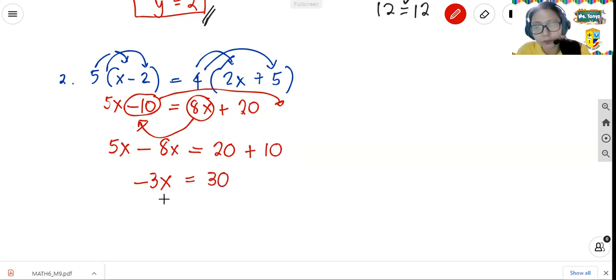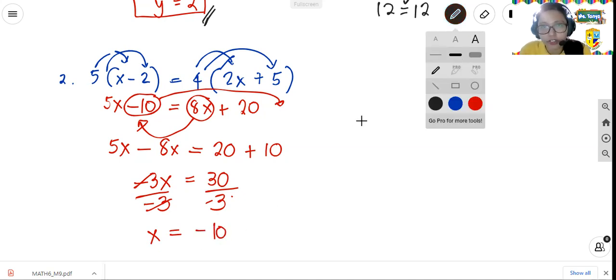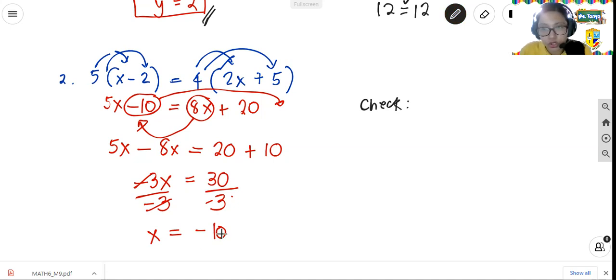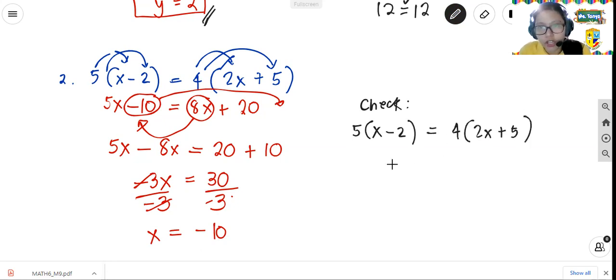This is again familiar. We can divide by negative 3 so that we can cancel, or we can remove the numerical coefficient. So negative 3 divided by negative 3 rather is 1. So I have here x only, and 30 divided by negative 3 is negative 10. Now again, let us check if our solution is a true solution. So we have here 5 times x minus 2 equals 4 times 2x plus 5. So 5 times negative 10 minus 2, is that equal to 4 times 2 times negative 10 plus 5?